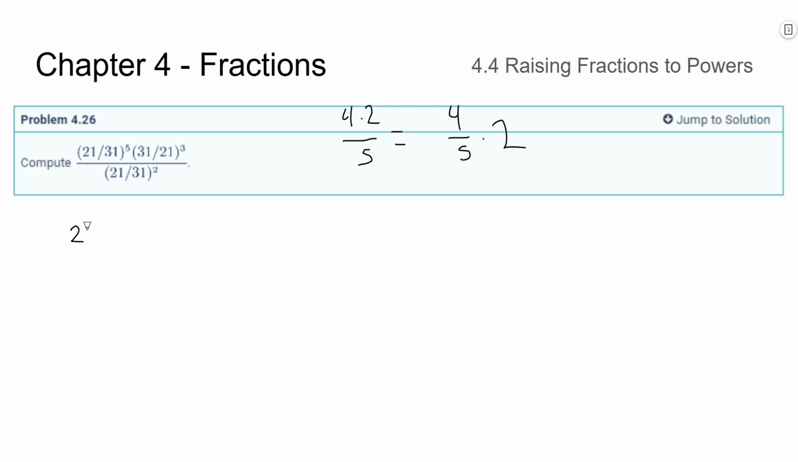So we have (21 over 31) to the 5th over (21 over 31) squared times this part, (31 over 21) cubed.